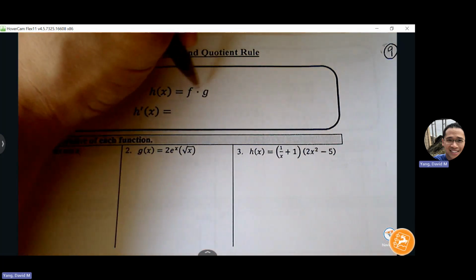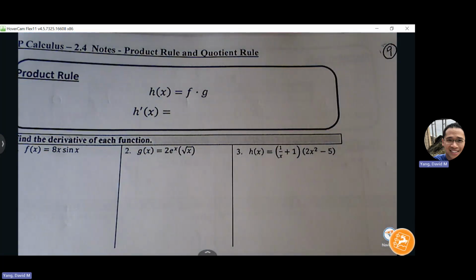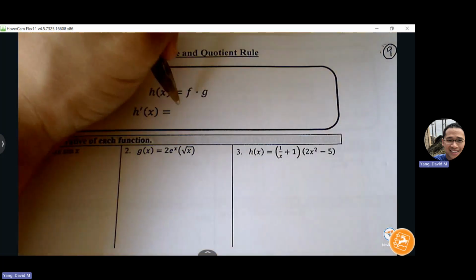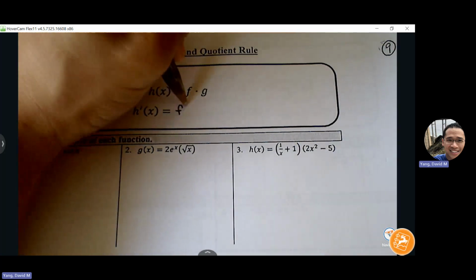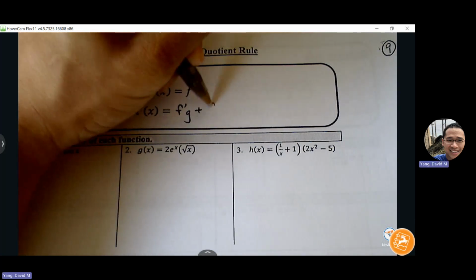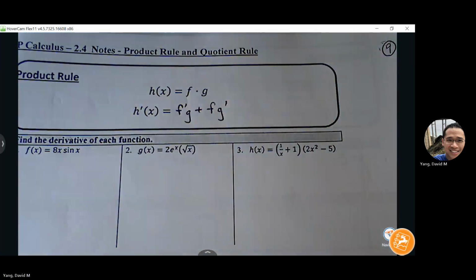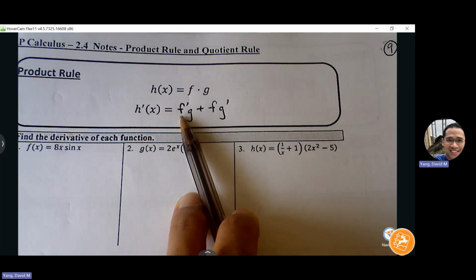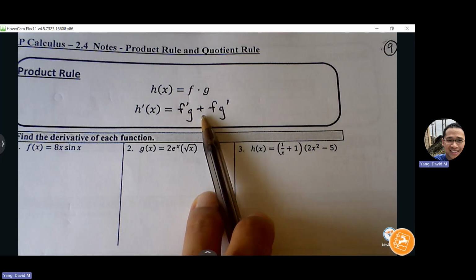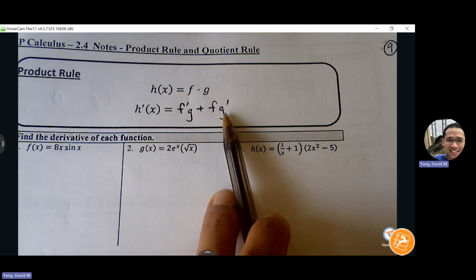Whichever function you name f, whichever is g, for me, whatever shows up first, I'm going to assign it f, and whatever shows up second, I'm going to call it g. So if I want to find the full derivative of the product of two terms, it's f prime times g plus f times g prime. So we're basically having each term pair with a derivative of the other, and vice versa. We take the derivative of the first, multiply by the original second, plus the original first times the derivative of the second.